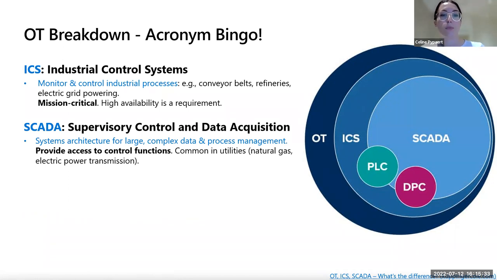So ICS is a subset of operational technology. That encompasses the computing systems that manage these industrial operations rather than the administrative operations of IT. So industrial control systems, again, high availability is the main requirement. It's about mission critical. SCADA is then a subset of ICS.